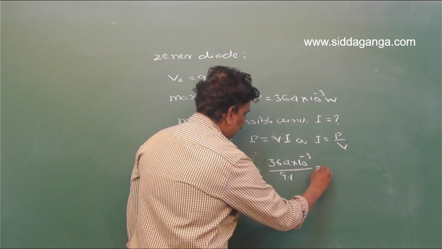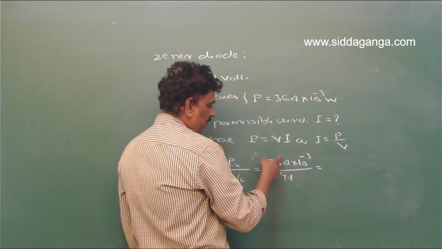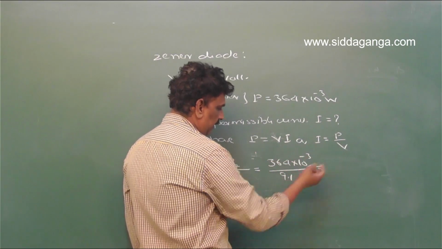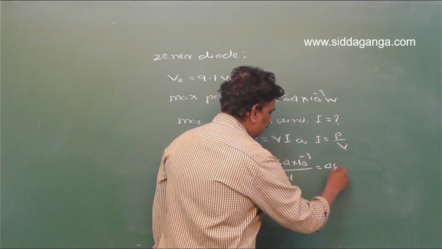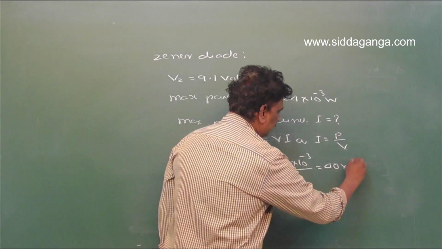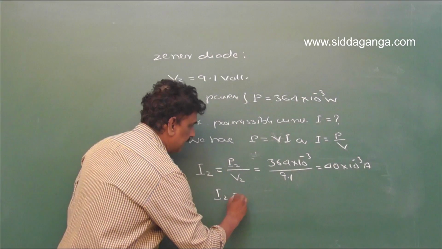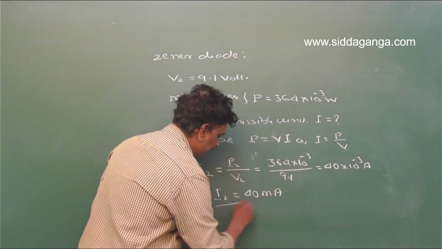9.1. Now 9 4s are 36, and the 0.1 into 4 is 0.4. Therefore, it is 40 into 10 power minus 3 ampere, or the current is equal to 40 milliampere.